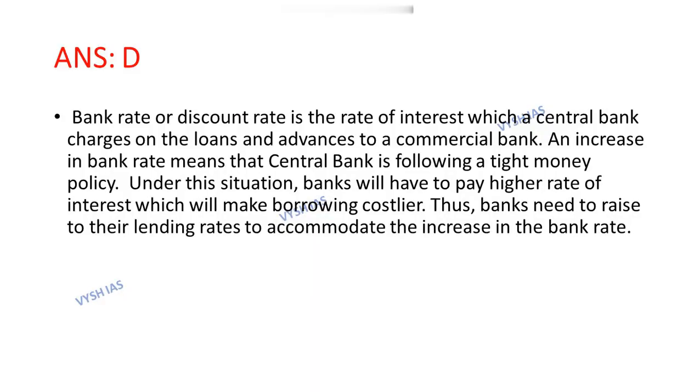Bank rate or discount rate is the rate of interest which a central bank charges on the loan advances to commercial banks. As you know, bank rate and repo rate are a little similar, but in bank rate, there is no collateral, which means that the bank has used no collateral for taking the loan. An increase in bank rate means that the central bank is following a tight money policy. Under this situation, banks will have to pay a high rate of interest, which will make borrowing costlier. Thus, the banks need to raise their lending rates to accommodate the increase in bank rate.